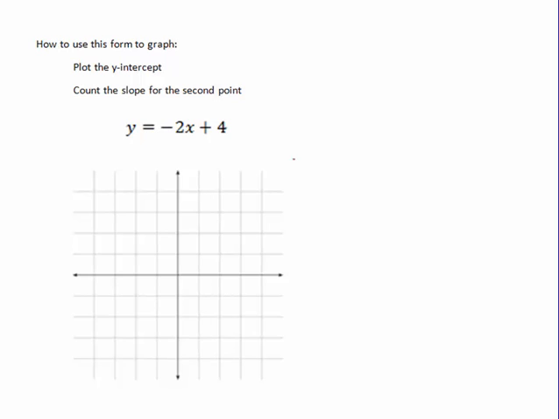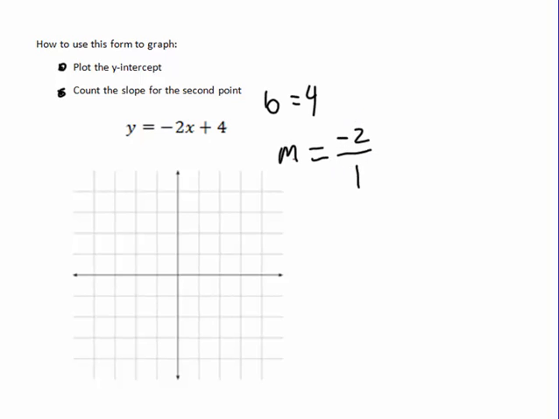The way I suggest to use it, it's really a two-step process. First of all, we want to apply the y-intercept, and then we want to count the slope. So our b value here is 4. And our m value is negative 2 over 1. Make sure you do the over 1 part. That's very crucial to making sure we get the correct slope. If it's just a whole number, remember it's divisible by 1.